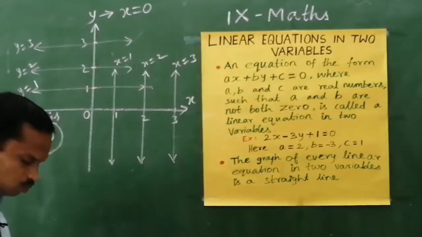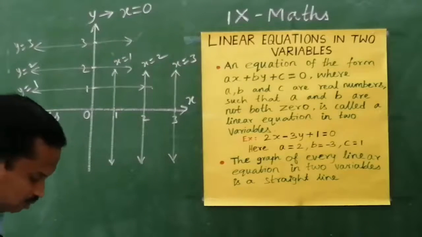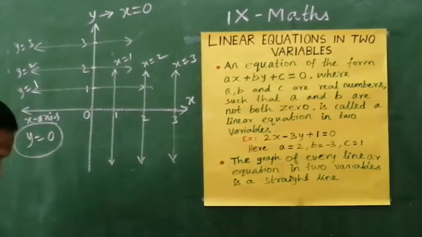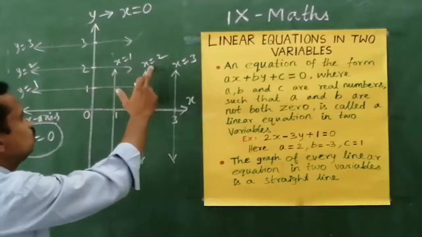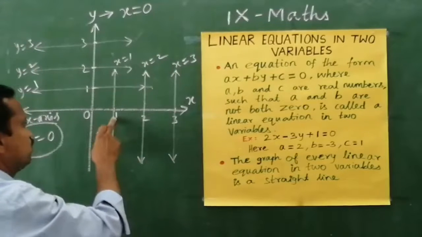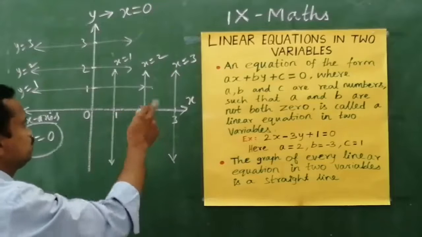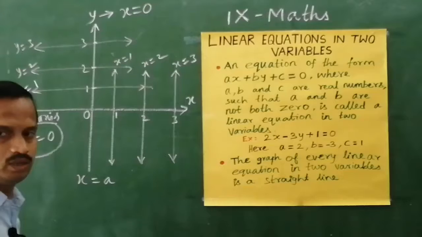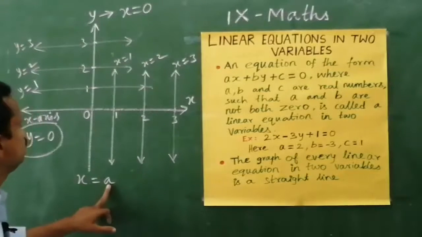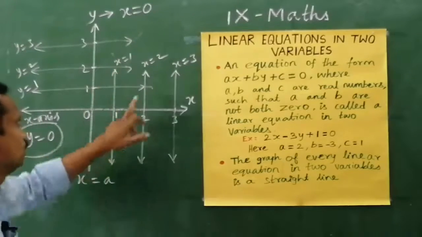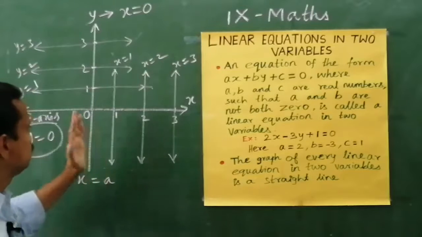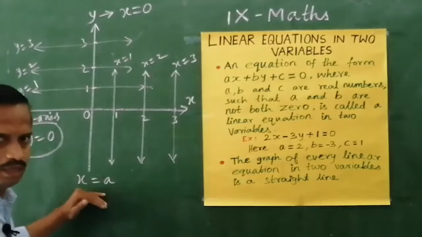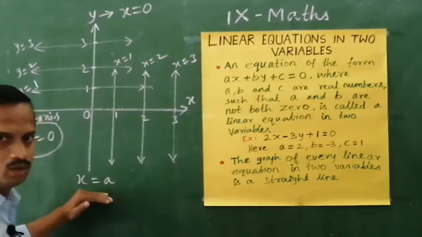And then what about point number 5? The graph of x equals a is a straight line parallel to the y axis. For example, these 1, 2, 3 are particular values of x, but in general if you say x equals a, it means any constant you can put. If x equals a, then if I have 1, then x equals 1, if I have 2, then x equals 2. So, these are parallel to the y axis. Generally we can say x equals a is the equation of a line parallel to the y axis.